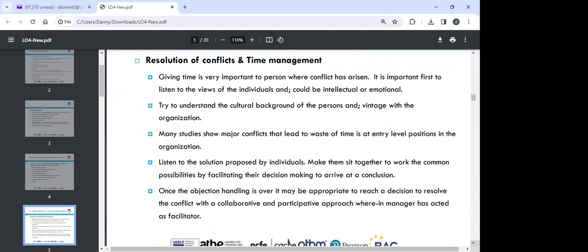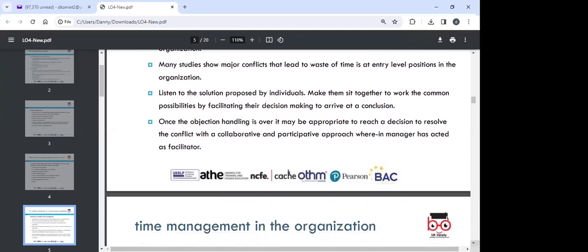Giving time to people is a sign that you are listening to them. Try to understand the cultural background of each person. Many studies show that major conflicts that lead to waste of time are at entry level positions in the organization. Listen to the solution proposed. Make them sit together to work out the common possibilities by facilitating their decision making to arrive at the conclusion.